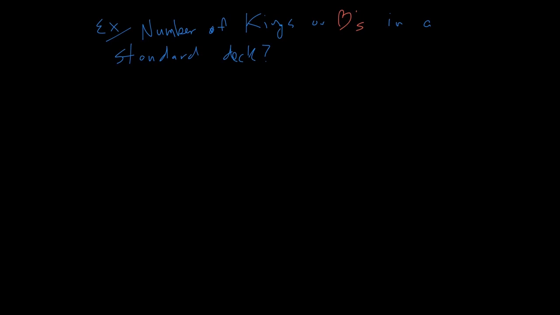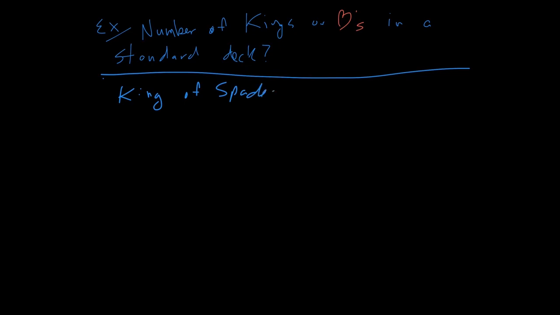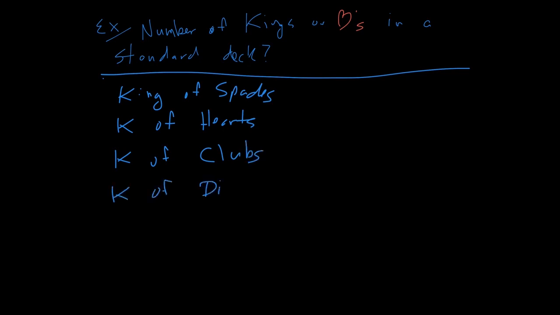Okay, think about a standard deck of cards. I want to see how many kings or hearts there are in a standard deck of playing cards. So if you don't recall, a deck has 4 kings. There's the king of spades. There is the king of hearts. There is the king of clubs. And there is the king of diamonds.